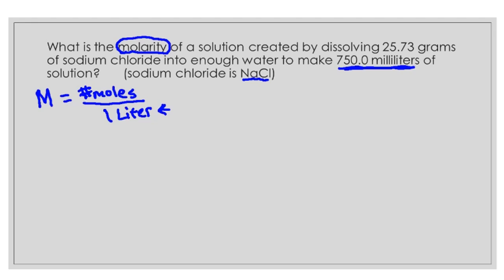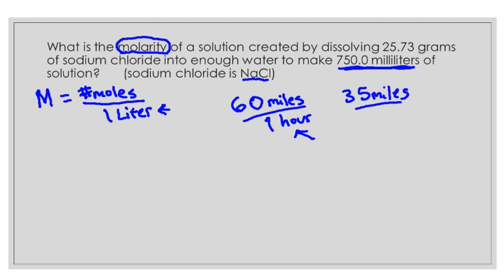Just like when you're driving down the highway and the speed limit says 60, they mean 60 miles per hour. So 60 miles per 1 hour. This 1 hour never changes. If the speed limit changes to 35 miles an hour, then that's 35 miles per 1 hour. See, this 1 hour never changes. It's always per hour. Just like the speed limit, the molarity always is per 1 liter of solution.